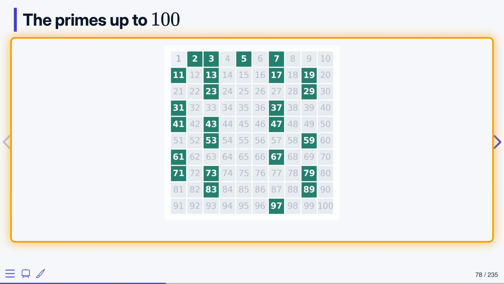Look at the grid. It shows 1 to 100 in 10 rows of 10. The green cells are the primes. The gray cells are composite numbers that the sieve crossed out. The cell for 1 is pale, because 1 is neither prime nor composite. Notice how the green cells thin out as you go down the grid. The primes get rarer, but they never stop.